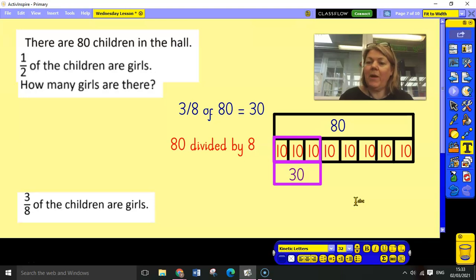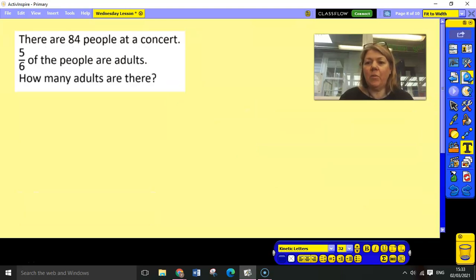Well done if you managed to get that right. That's a really good job. Have a go at this one then. There are 84 people at a concert and 5/6 of the people are adults. How many adults are there?